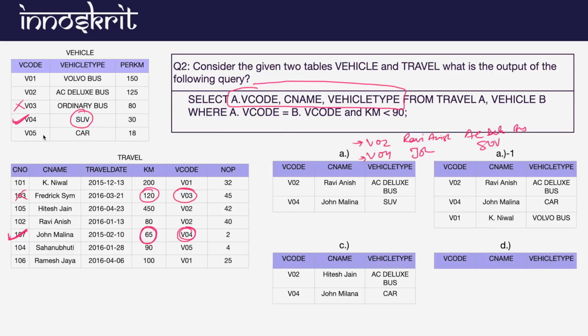Now the final one, V05, where we have 90, and 90 is less than 90? It is wrong. This is not true. So we are not considering this particular row, right? So finally we have only this data in our result set. So the option number, I think again A is the correct answer.